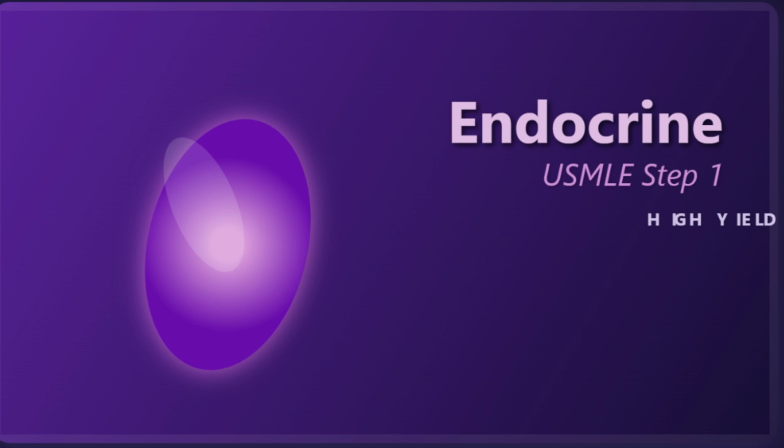Finally, in pseudohypoparathyroidism, calcium is low, phosphate is high, PTH is high, alkaline phosphatase is elevated, and both forms of vitamin D may be normal or slightly low. Now let's talk about hyperparathyroidism, and we'll begin with primary hyperparathyroidism.